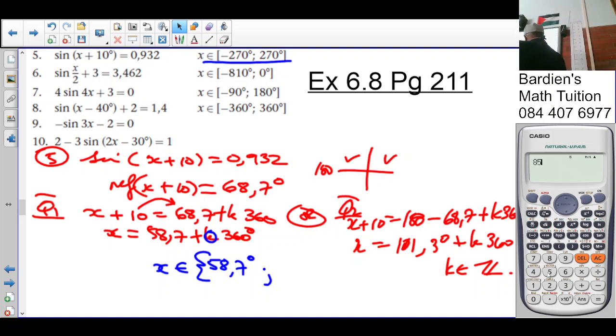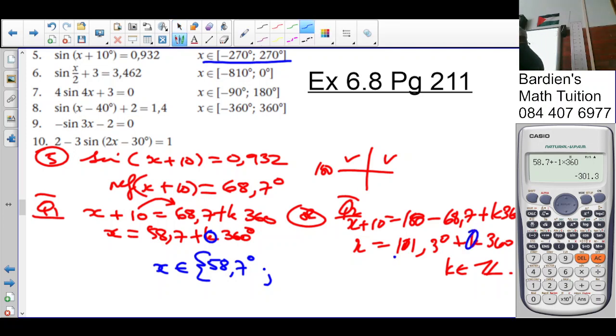So 58,7 plus negative 1 times 360. That gives you negative 301,3, which is smaller than the lower boundary. Not so? So now I'm going to write that down. Let's go with this one here.